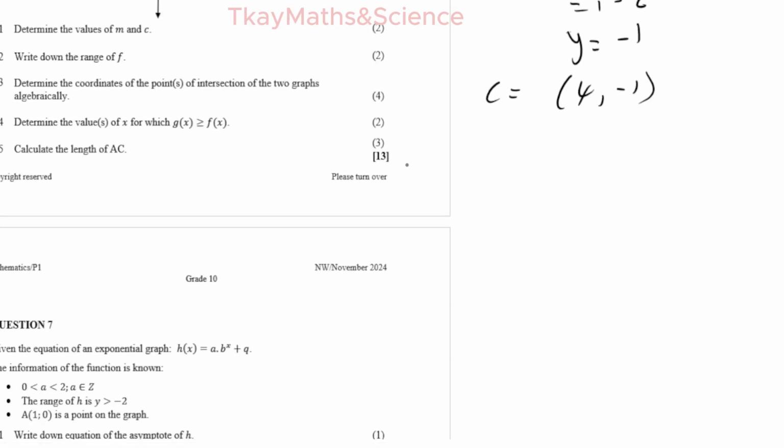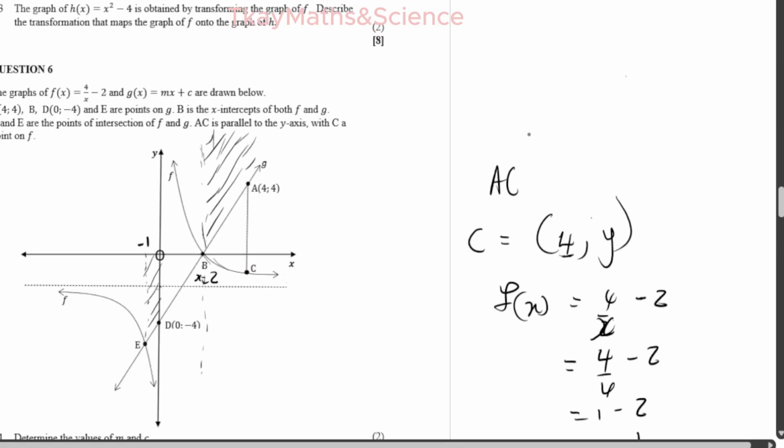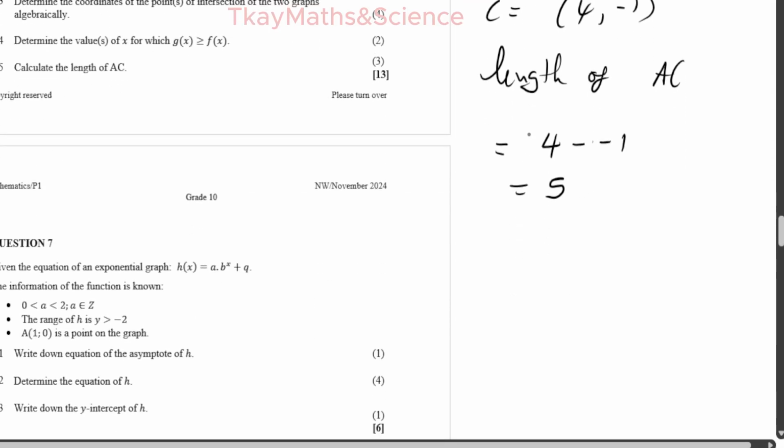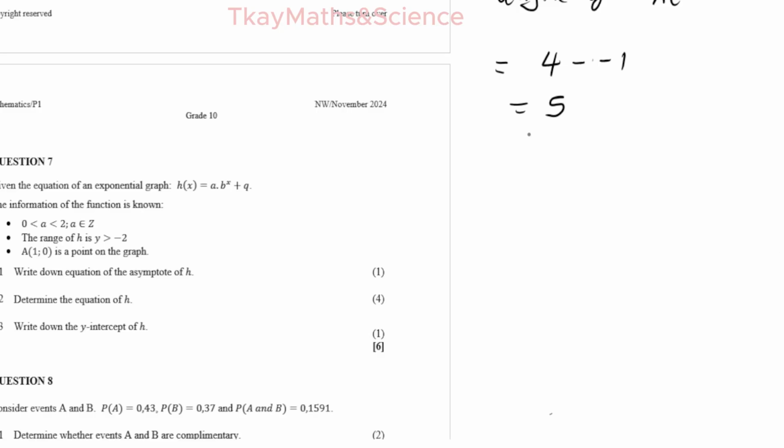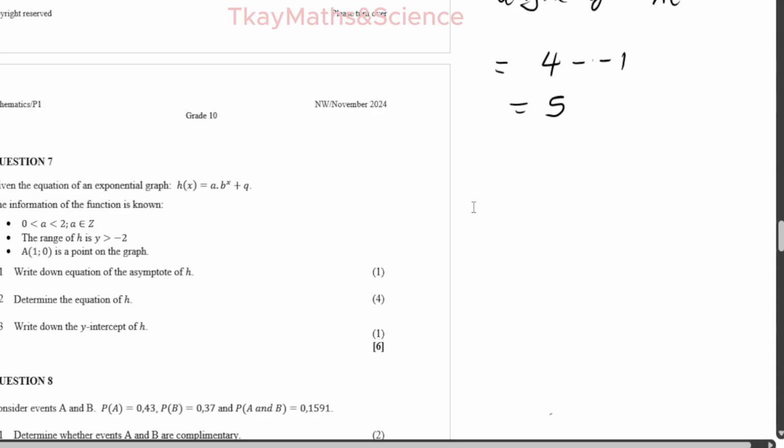our length of AC is equal to 4 minus minus 1, which is equal to 4 plus 1, which is 5. So that one is 5. That is our length. All right, so going on to the next question, which is number 7.